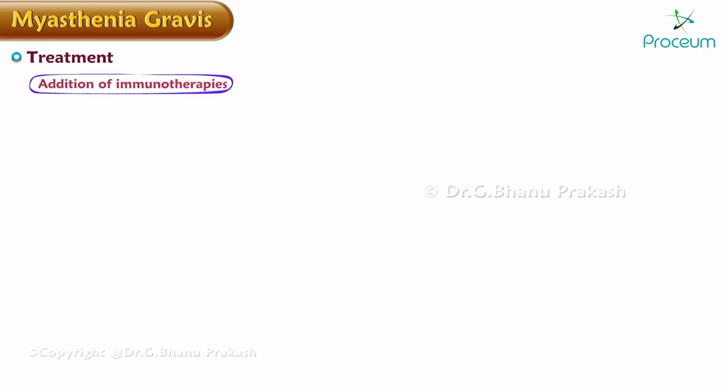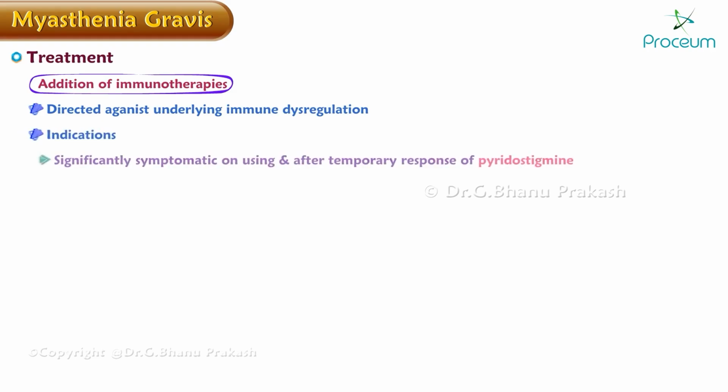Addition of immunotherapies. Most patients with generalized myasthenia gravis require additional therapy directed at the underlying immune dysregulation at some point in their illness, if not indefinitely. Immunotherapy is indicated for patients who remain significantly symptomatic on pyridostigmine or who become symptomatic again after a temporary response to pyridostigmine.